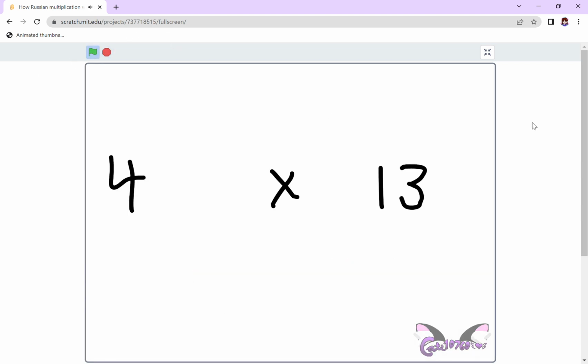I have this math problem, 4 times 13. I need to figure out the answer. Let's use the Russian multiplication method to figure it out. First, we divide the 4 by 2 and times the 13 by 2.